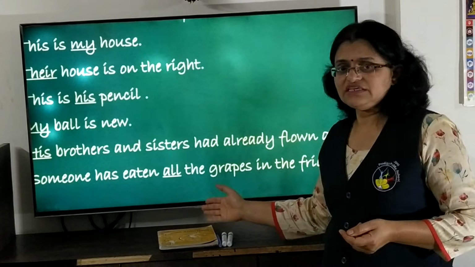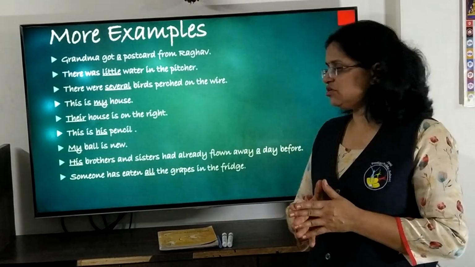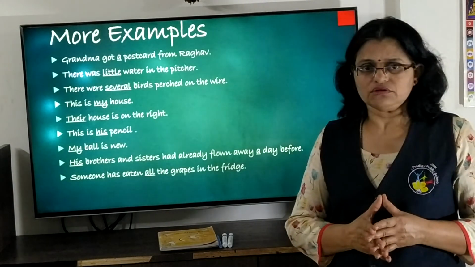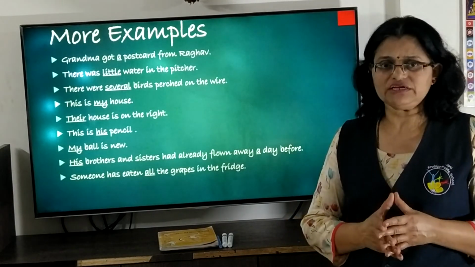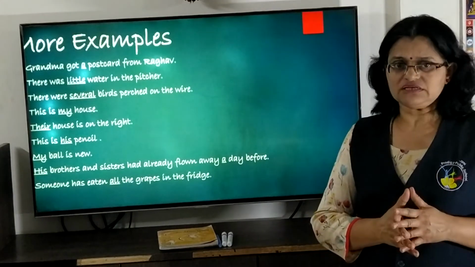These are some of the examples from your book. You have this chapter in your book, third chapter. Try to solve this chapter on your own. And if you have any queries, you can ask us in online class or personally even.